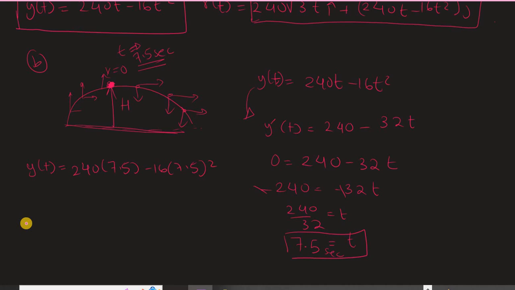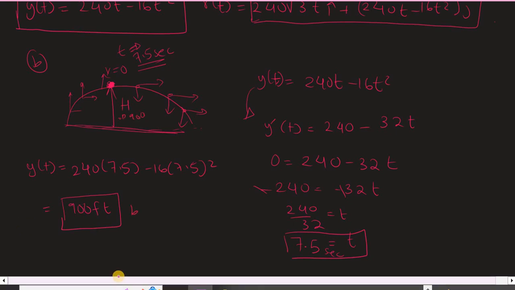Okay, and then if you do this correctly, this should give you 900 feet, because remember the units are in feet per second, so 900 feet. Okay, so the maximum height is 900, and this is it for part B. Now let's move on to part C.